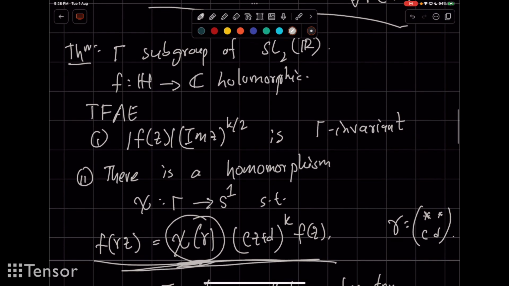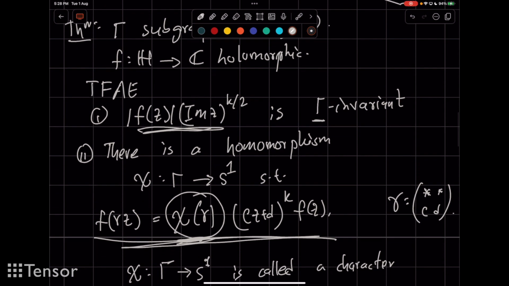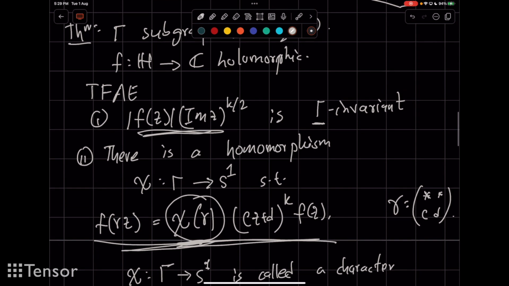Yeah, so when we proved that if f is a modular form, then this function is SL2Z invariant, our group was SL2Z. But this time, it's a subgroup of SL2R. But the arguments we gave for that proof also work if the entries of our matrix are real numbers. So those details are left as an exercise.